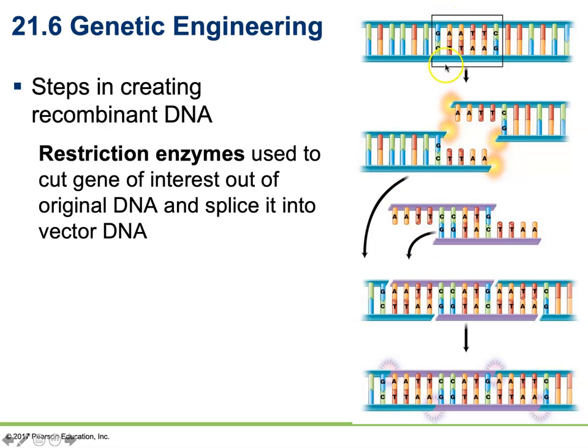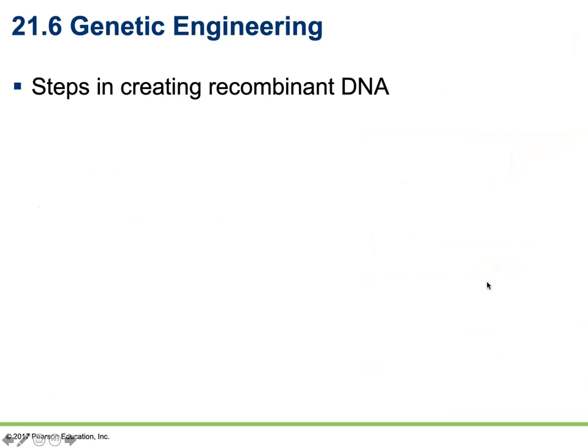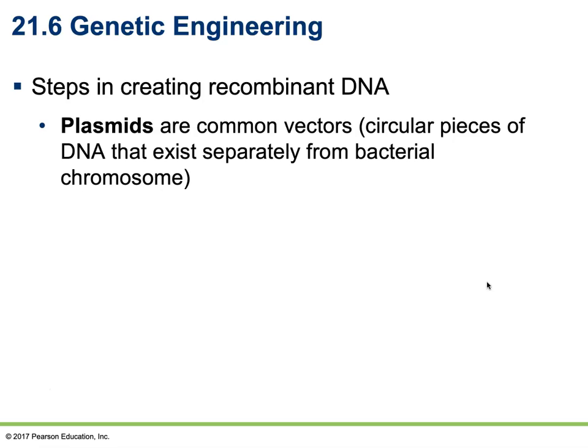So in this case, we're going to cut out our gene of interest. Let's just say this is our sequence for making human insulin. So we're going to cut out that section of DNA. We're going to then open up our vector DNA, insert our DNA of interest into it, and then move on. So the plasmids are going to be common vectors. Plasmids are circular pieces of DNA that exist separately from bacterial chromosomes.